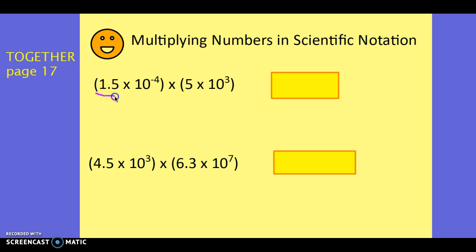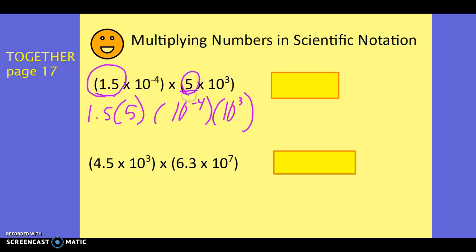So this particular problem here, I could actually do the 1.5 times the 5 and just change the order up so I have my plain numbers next to each other. And then I could multiply the 10 to the negative 4th times the 10 cubed. So all I've done is change the order, which we're allowed to do because all 4 of those things are multiplied together. So notice what I'm basically doing. I'm multiplying the 2 regular numbers together, and then I'm going to multiply the tens that have an exponent on them.